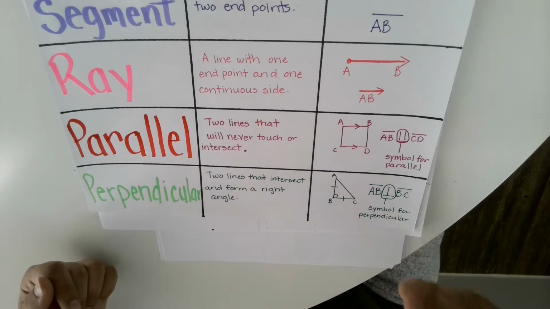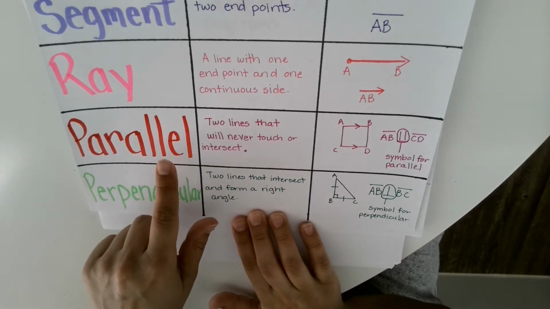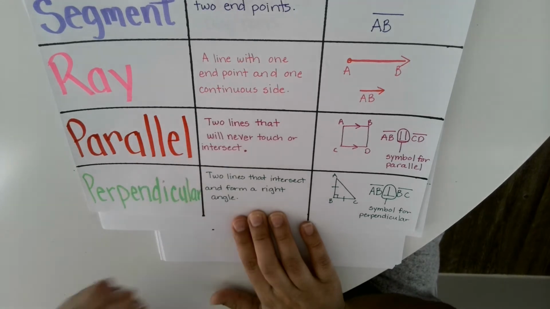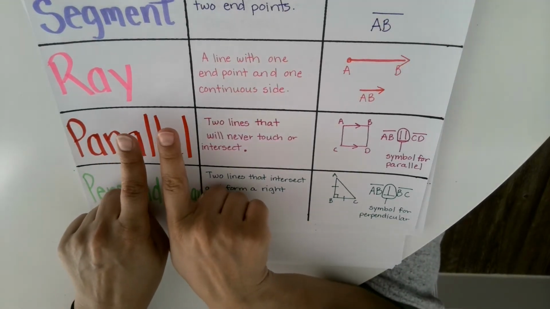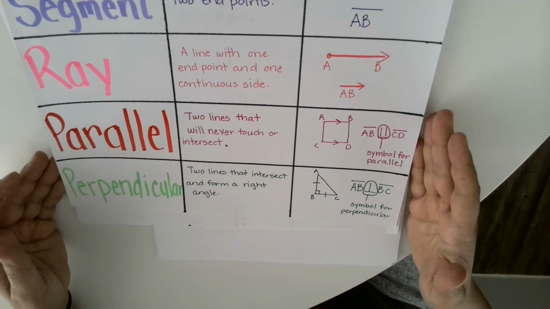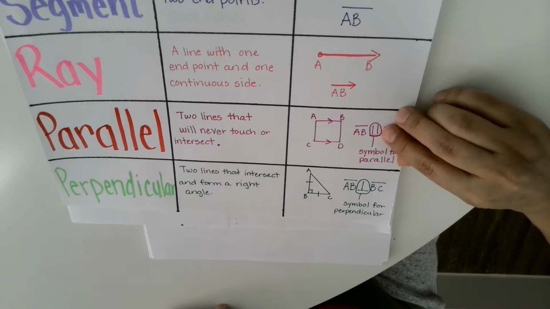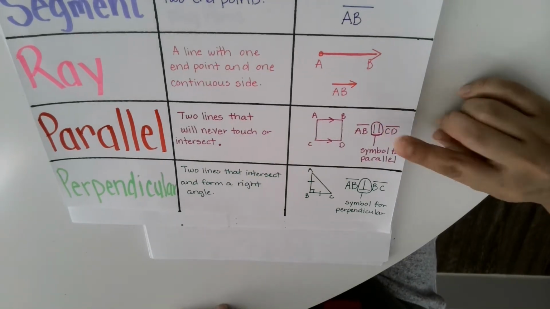So it's 2 lines that will never touch. No matter how far they go, even if I turn these lines into rays, they are never going to touch. That's why they are parallel. They'll always run right next to each other, never crossing at any point. So what does this look like? Remember, this is the symbol for parallel, 2 lines next to each other.